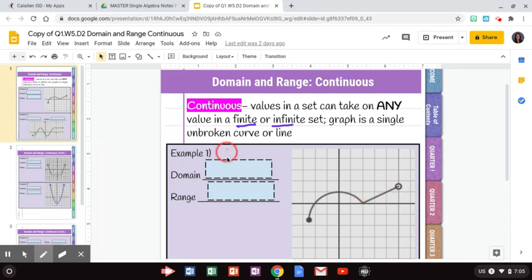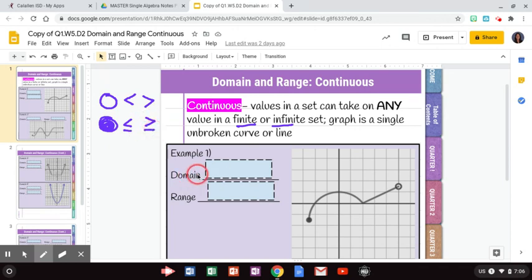So when we're going to write the domain and range for these types of graphs, we're going to have to look at the circle. If it's an open circle, remember that you use less than or greater than. If it's a completely closed circle, you'll be using less than or equal to, greater than or equal to.